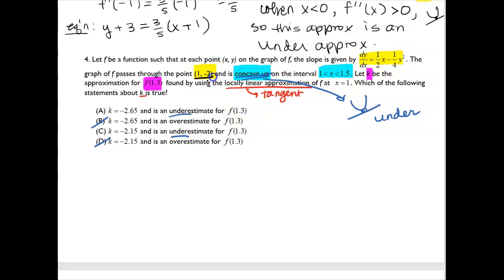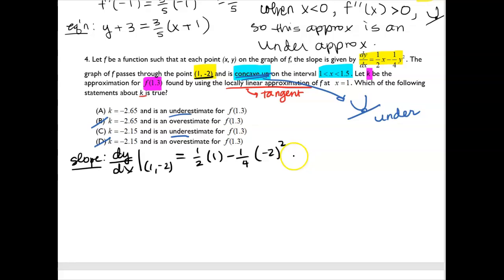So we have our point. The other thing I need to know for my tangent line is my slope. So I'm going to need to plug that point into my derivative. What's different here is that I have an x and a y in my derivative, so I have to plug them both in. Remember that the way I write that is to say dy dx and then my evaluation bar and then the point. So I have 1/2 times x equals 1 minus 1/4, x was -2 squared. So this is 1/2 minus 1, which is -1/2. So that's my slope.